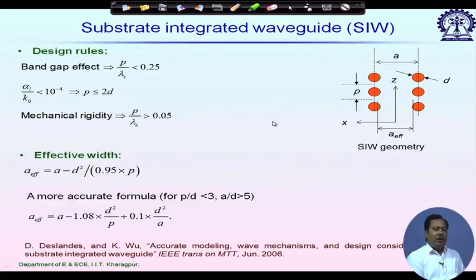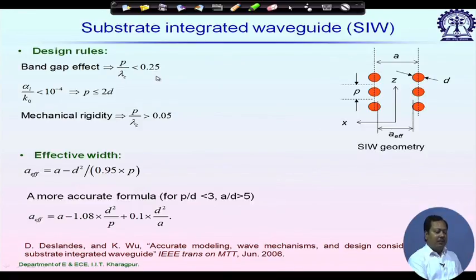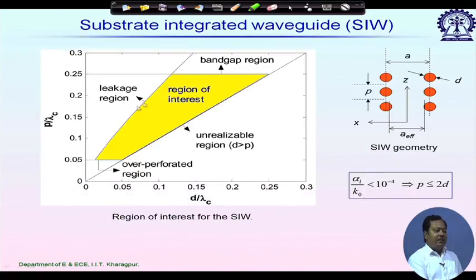So now we know enough theory. Let's see what the design criteria are. Design rules are described here. First rule comes from the band gap effect at the band edge, the upper cutoff frequency: P by lambda c should be less than 0.25, as we already discussed. Then to keep the leakage loss smaller than this suggested value of 10 to the power minus 4, it can be shown that P should be less than or equal to twice D. So at least D should be half of P. And for mechanical rigidity, P by lambda c should be more than 0.05, as we defined. So basically these design rules describe this region of interest.